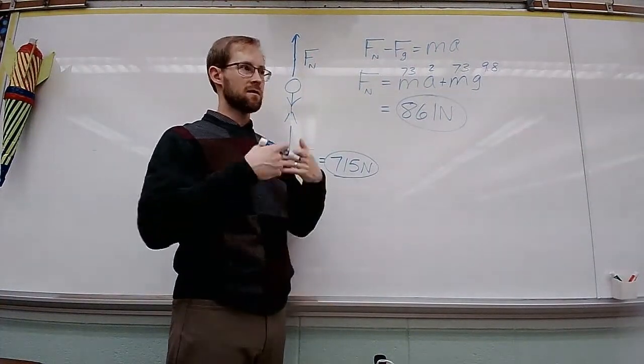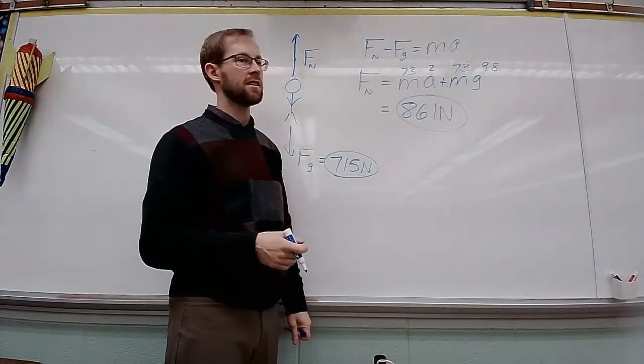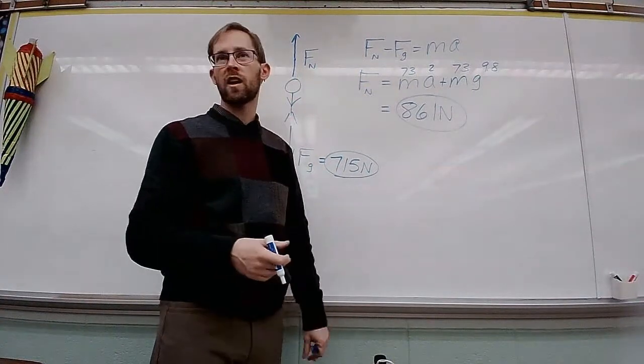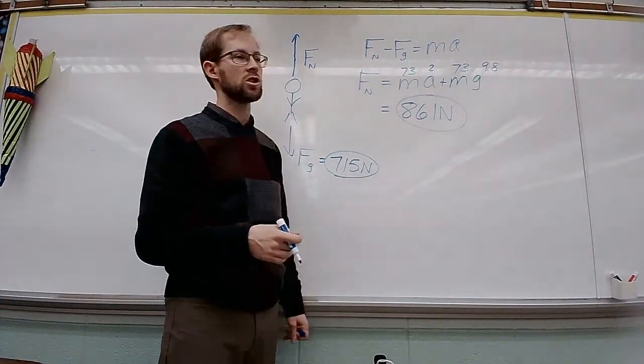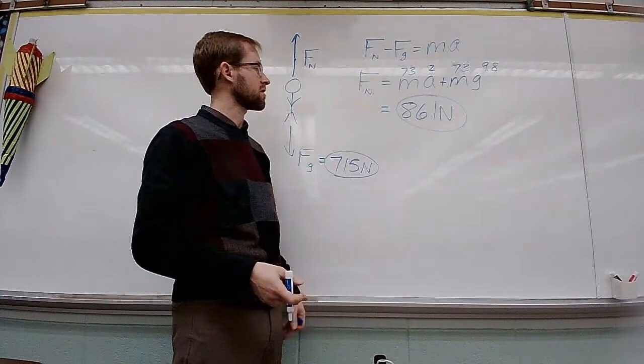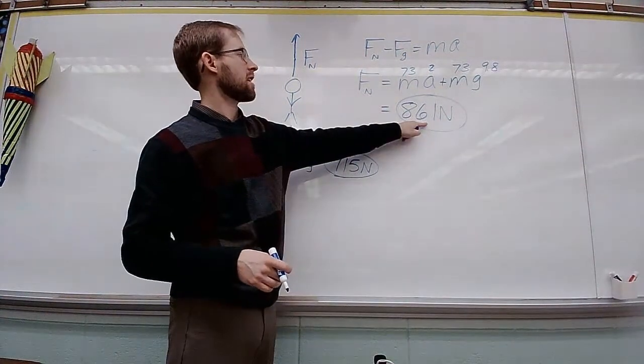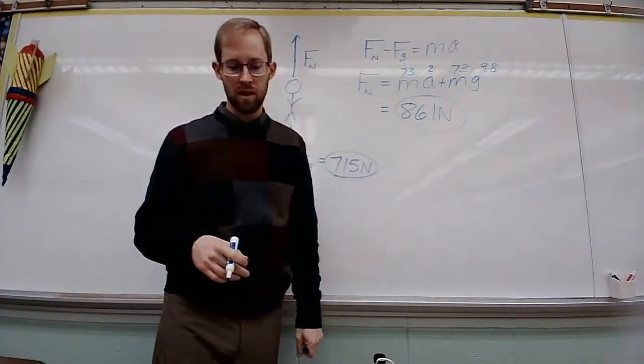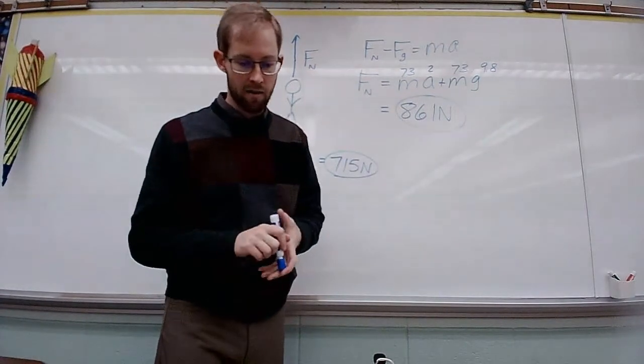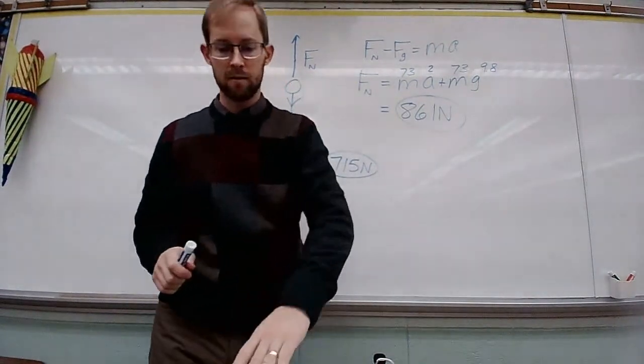Because again, how heavy you feel is your normal force. That's what would be represented on a bathroom scale. Your weight would change based on what that elevator is doing. And in this case, 861 is what would show up. And that would be letter double I for part C.